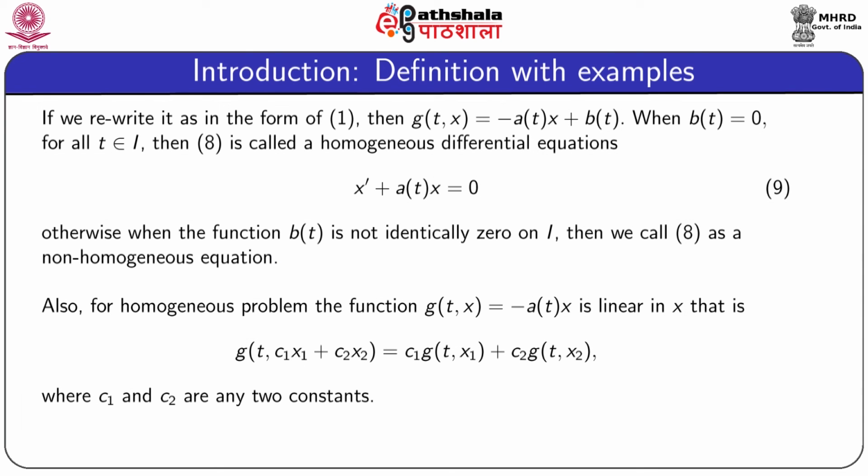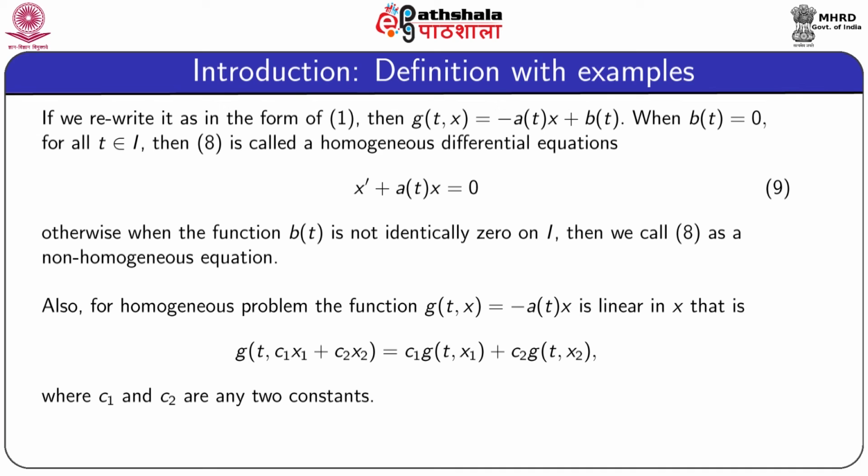If we rewrite it in the form 1, then g(t,x) is equal to minus a(t)x plus b(t). When b(t) equals 0 for all t belonging to I, then (8) is called a homogeneous differential equation, which is of the form dx/dt plus a(t)x equal to 0, given by equation 9. Otherwise, when the function b(t) is not identically 0 on I, then we call (8) a non-homogeneous equation.